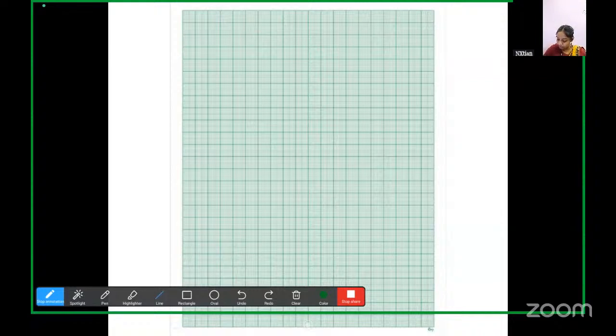Okay, so let me open the question. Draw two lines, a vertical line and a horizontal line.